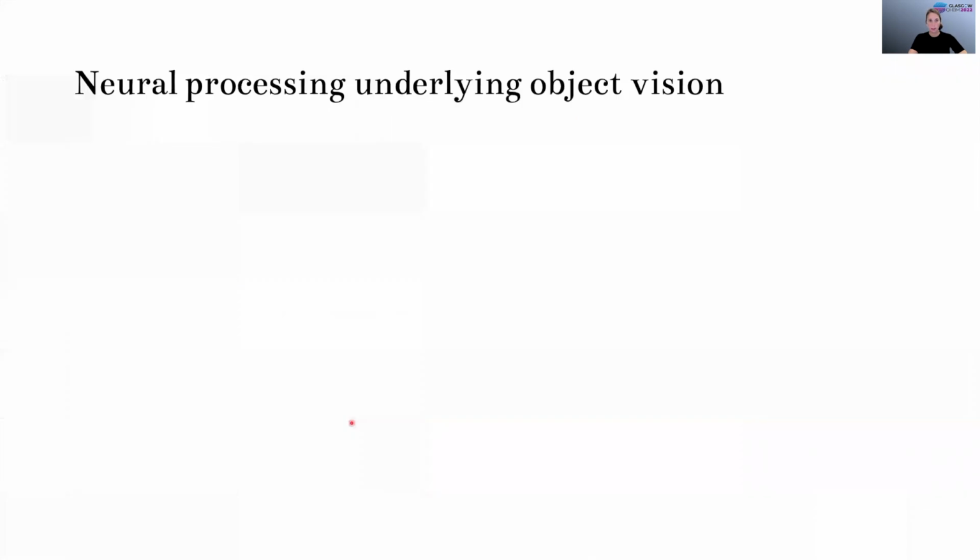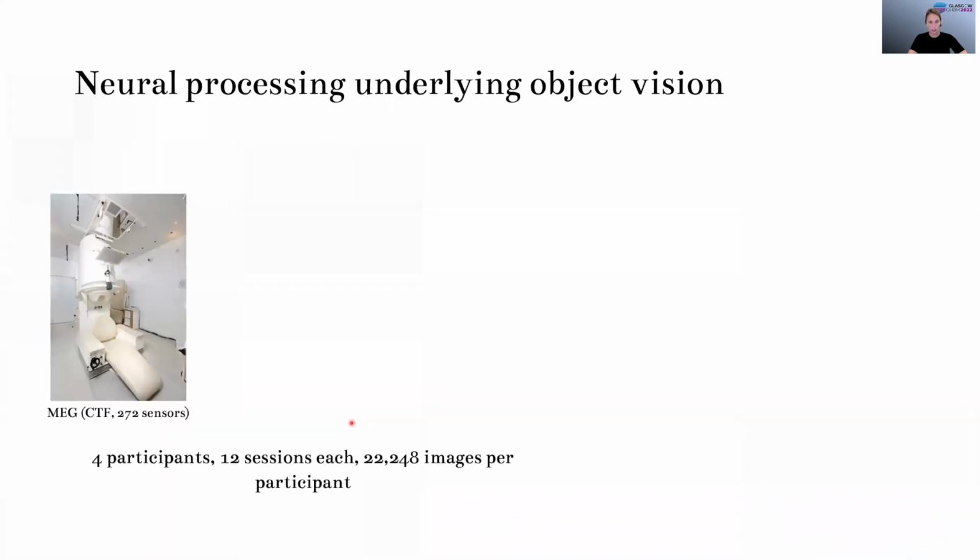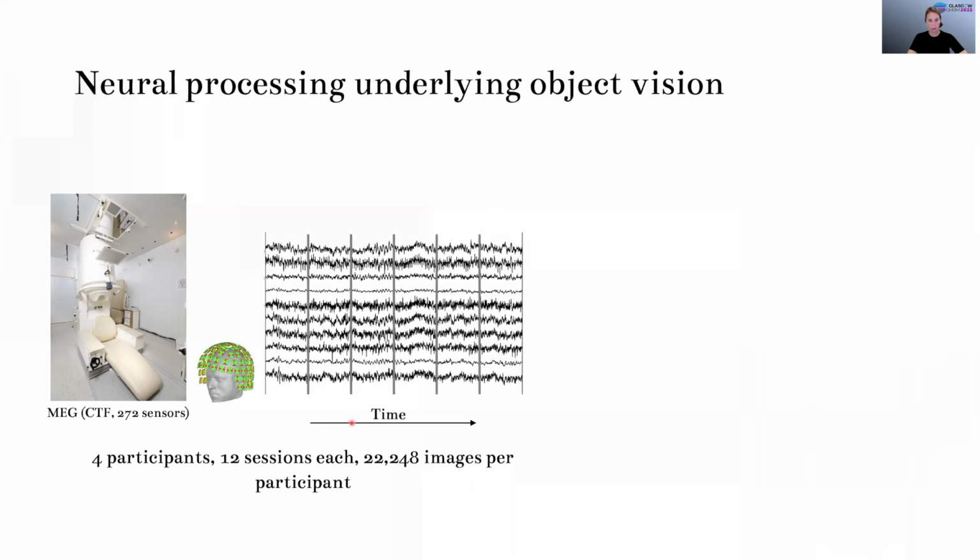We were interested in examining the neuroprocessing underlying object vision. And for that, we tested 4 participants in an MEG scanner, and each participant would return for 12 sessions and see a total of 22,248 images. While in the scanner, we recorded brain activation from each participant from 272 sensors over time.